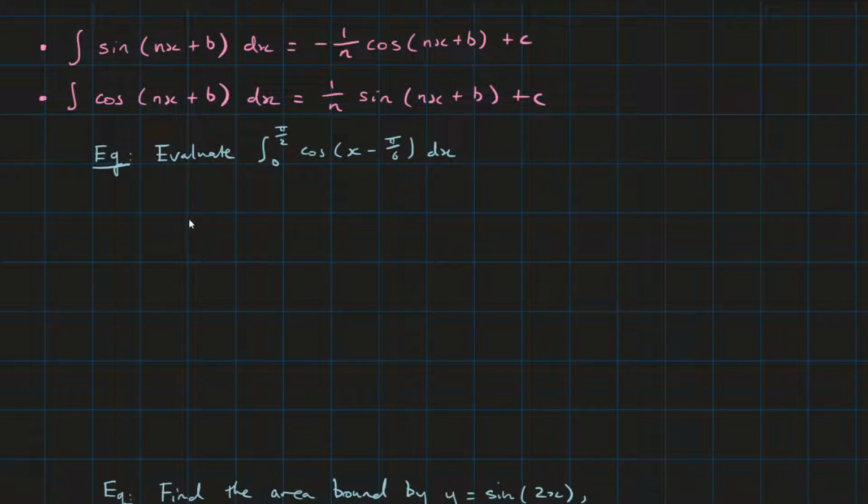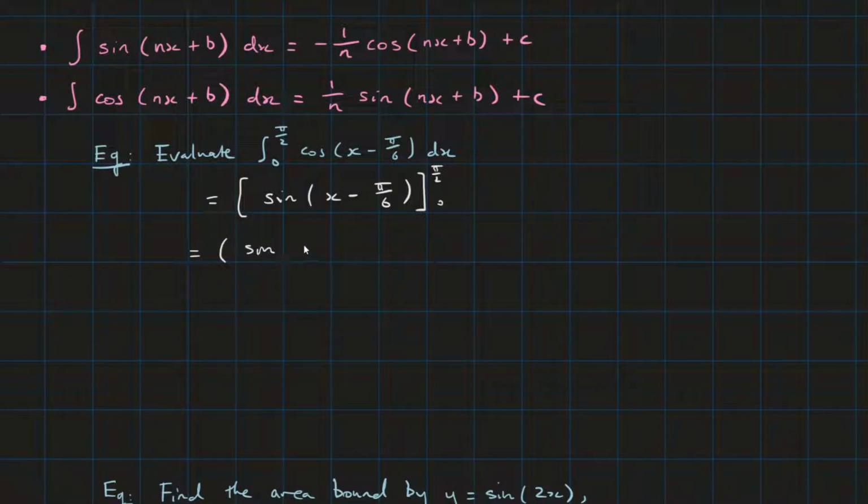So if we simplify it, the integral of cos is sine, where n is equal to 1, b is equal to negative pi on 6. So this simply becomes sine of x minus pi on 6. Now, as per the previous video, the bounds go at the top and the bottom respectively, and then we substitute those in. So the first thing is going to be sine of pi on 2 minus pi on 6, and then we minus sine of 0 minus pi on 6.